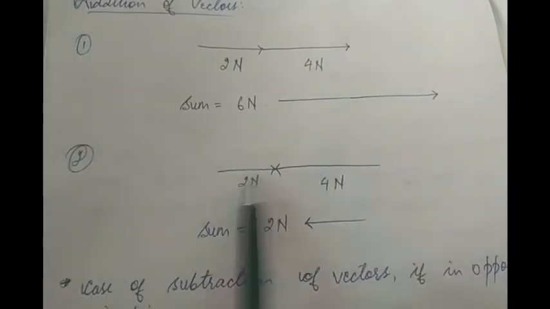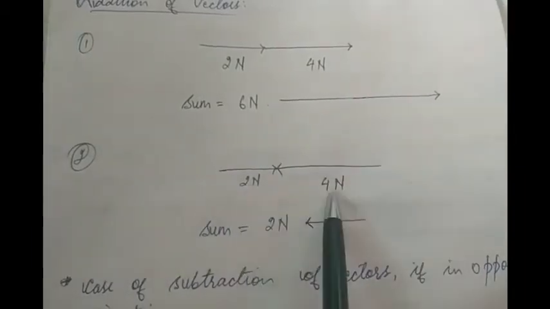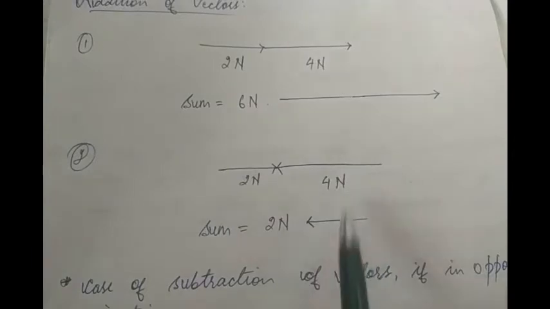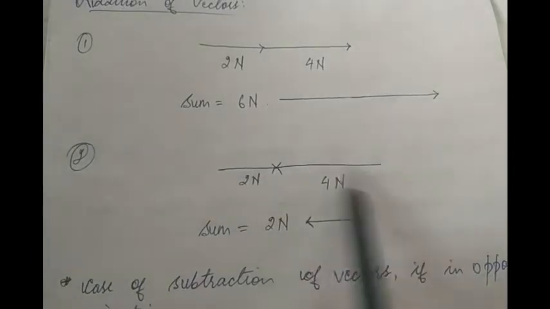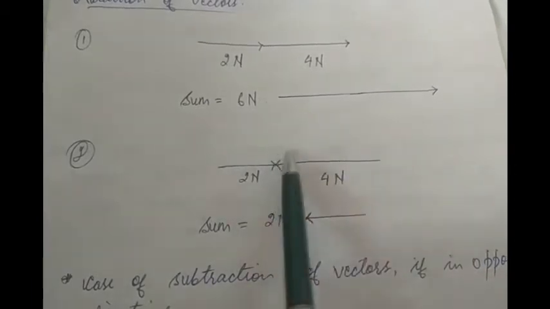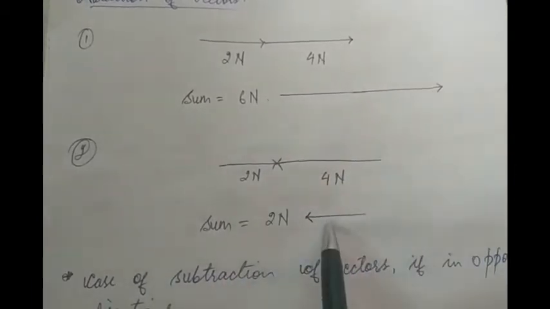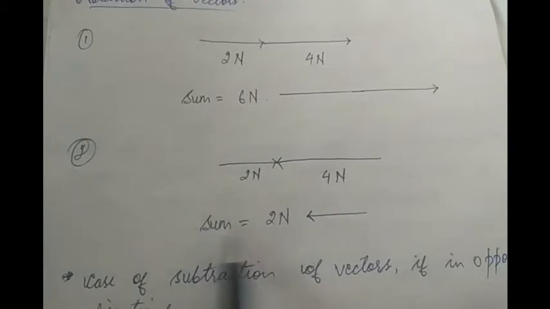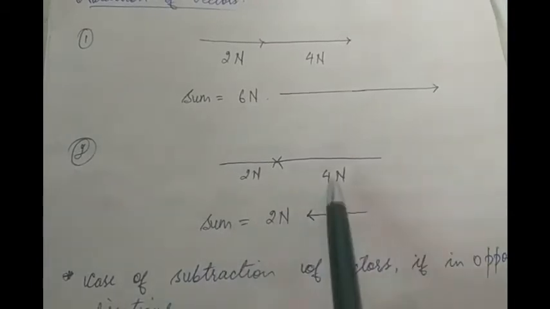Okay, it's like a tug of war going on between two forces. So whichever is stronger, that particular force is going to win. So that is exactly what is happening. Since 4 Newton is winning and 4 Newton is in this direction, therefore the direction of the resultant vector will also be the same, since 4 Newton is the winner. Okay, you can understand it this way.